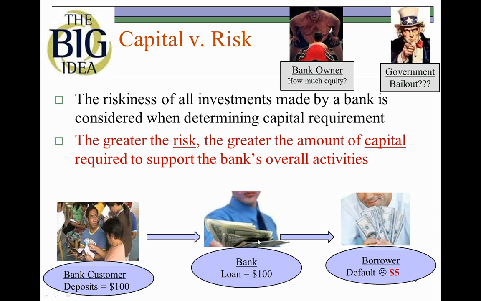So I suppose there's a couple of things that the government can do. One way is to try and bail out this bank. The government can give this bank $5 so that this bank gets all its money back and continues in business.